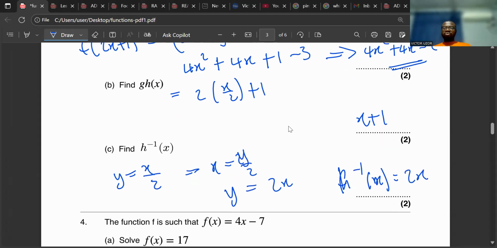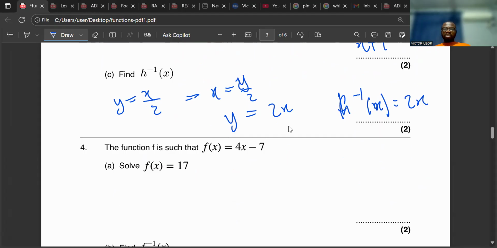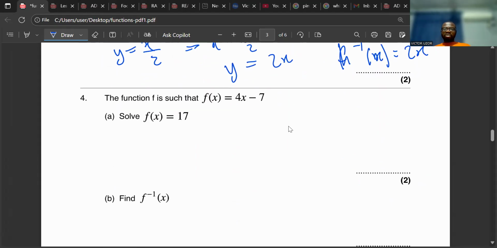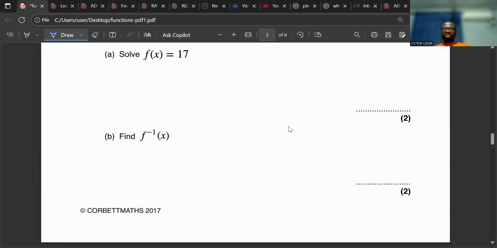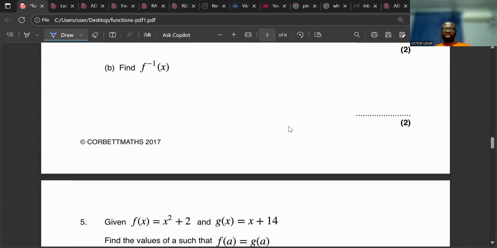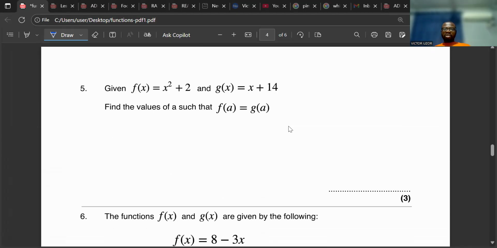So I will stop here for now, and I would like you to pause and try to attempt these ones yourself.